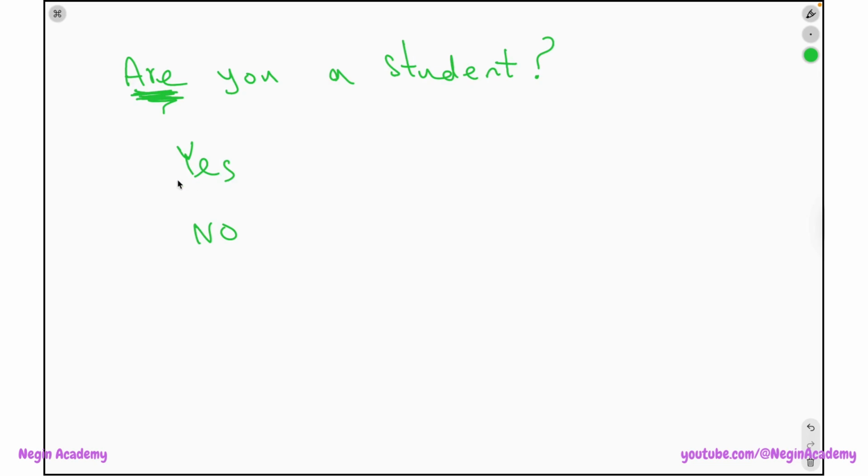If you want to answer in a positive way, this is positive and this is negative. You have to say yes, for example, I am. Or if you want to answer in a negative way, you have to say no, I'm not. This is the contraction. The full form is no, I am not.